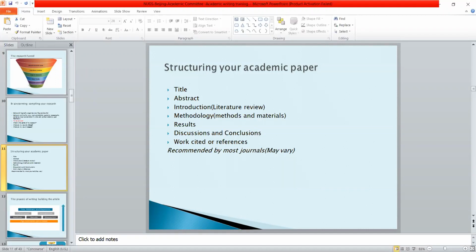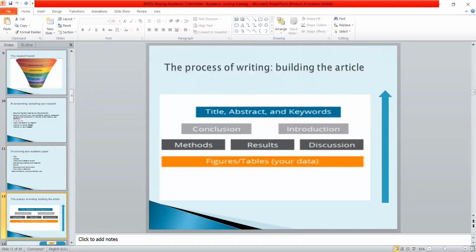Then other material has to do with the social thing that you might need, including the academic, the scientific thing that you might need to make your research. Then your research results, your discussions and conclusion. Cited works or references. That is what is mostly recommended by most journals, as I indicated earlier, but this structure may vary, though generally that is what we normally use.